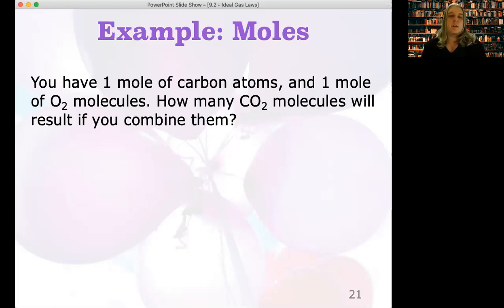Obviously, if you've got a mole of carbon atoms, then you're adding it to O2 molecules, you're making a gas, which will be gas particles. So what happens to this? You've got 1 mole of carbon atoms, 1 mole of O2 molecules. How many CO2 molecules will result if you combine them? As usual, I'm talking a little bit, padding for time, just so that you can hopefully have a think about this question and come up with an answer yourself. But I will obviously discuss this in a moment, and that moment is now.